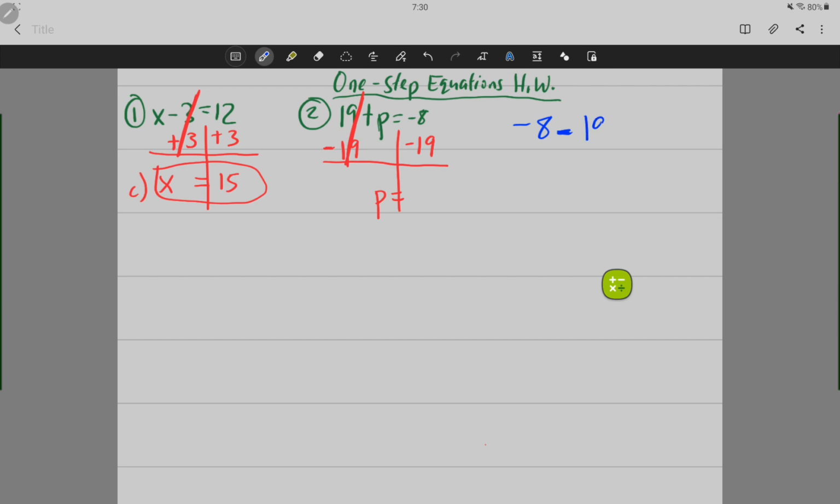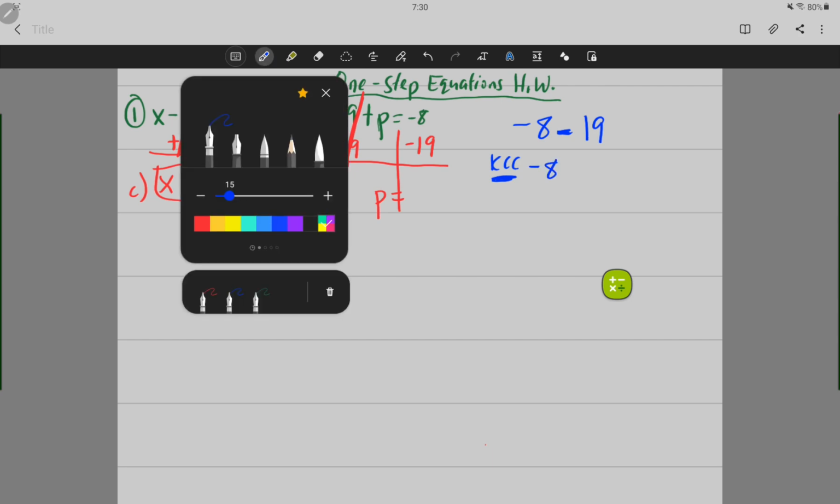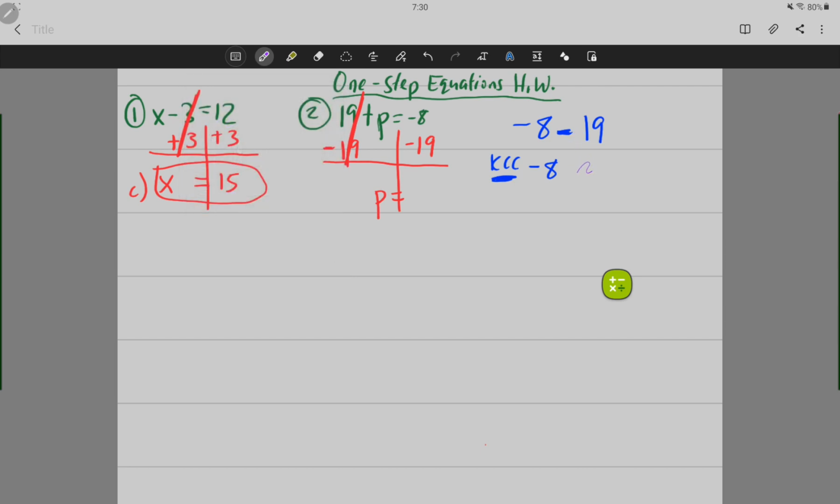Negative 8 minus 19. Anytime you're subtracting integers, remember it's actually going to do KCC, which is keep. So we keep negative 8. Then, in a different color, change. So we're changing the subtraction into addition. And then we're going to change the positive 19 into a negative 19. So it really becomes that.